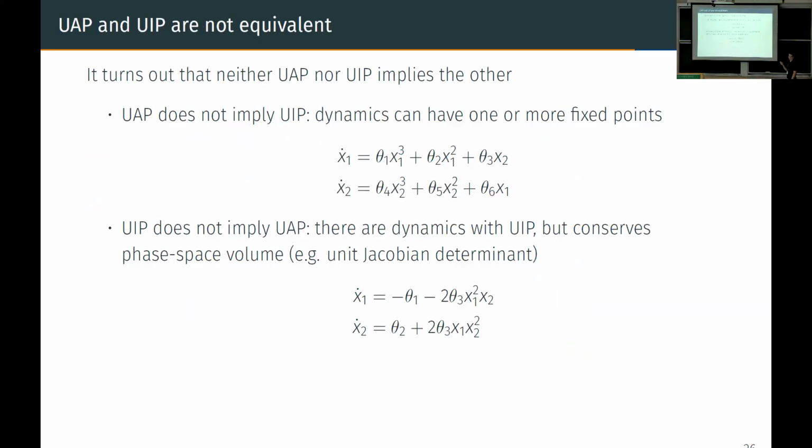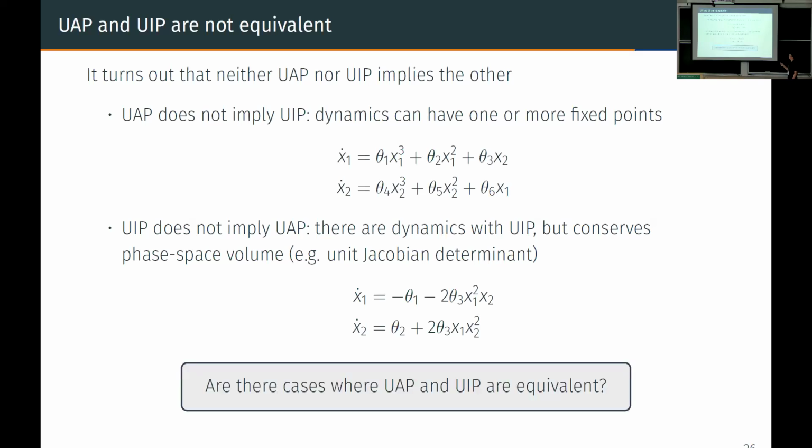You can actually come up with counterexamples to show that each of them does not imply the other. For example, approximation does not imply interpolation because the dynamics can have some fixed points. For example, this dynamics has a fixed point 0. In other words, 0 will always be mapped to 0 under this dynamics, but you can always construct the dynamics to be expressive enough so that you can interpolate arbitrary data in R^2. And similarly, the interpolation property does not imply approximation because you can construct dynamics that, for example, preserve some phase space volume, so its Jacobian is unit. Therefore, you cannot approximate any flow maps whose Jacobian is not of unit size. Okay, so they're not equal.